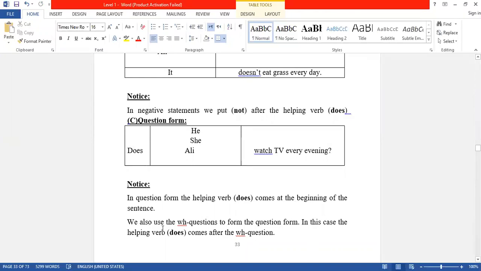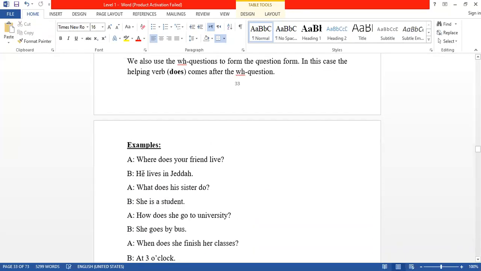We also use the WH questions. You remember them? What, when, where, who? Here we can use them in the simple present to make a question. يعني أنا ممكن أستخدم WH question عشان أكون السؤال. In this case, the helping verb does comes after the WH question. يعني does يأتي بعد WH question. ترتيب الجملة WH question ثم does. As you see here, where does your friend live? هذا سؤال، بدينا بـ where ثم وضعنا does.